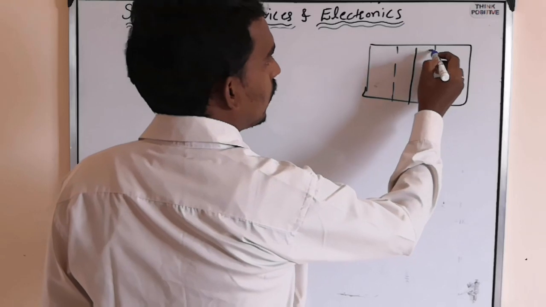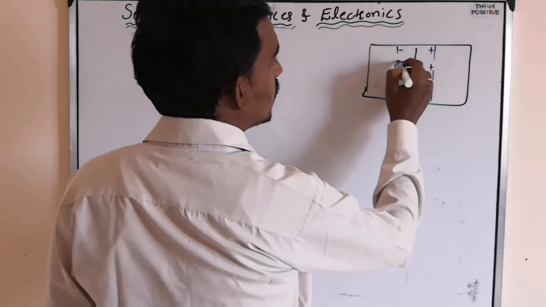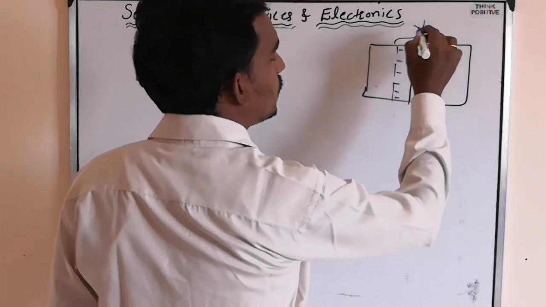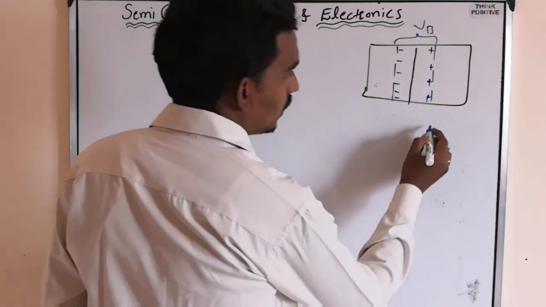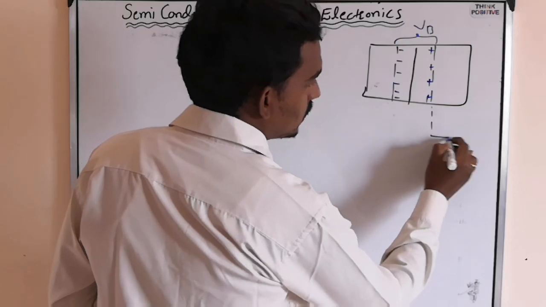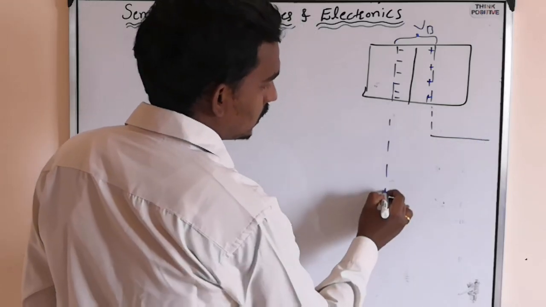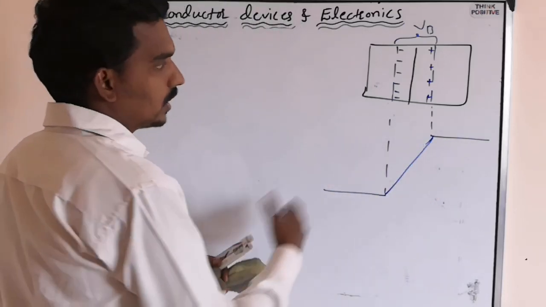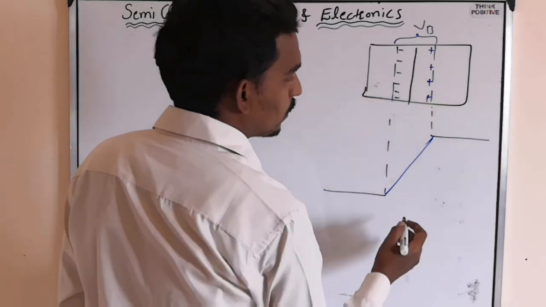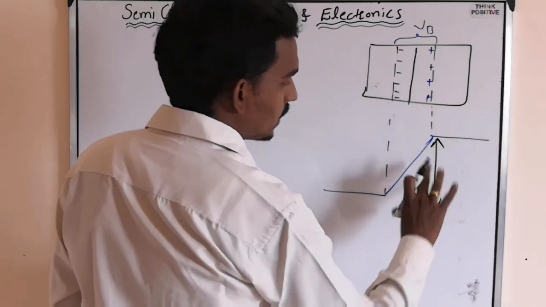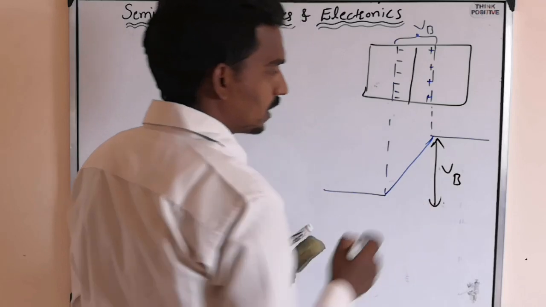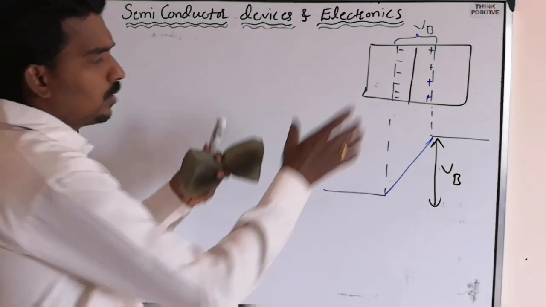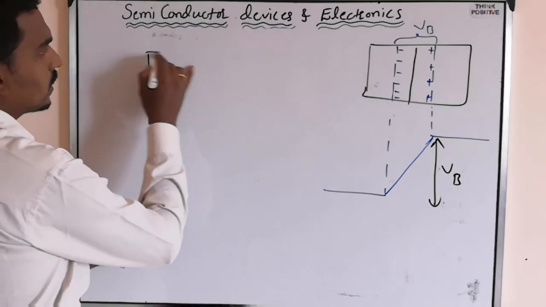Now here all positive ions, here all negative ions, with a potential difference VB, the barrier potential. Actually, this is at high potential and this is at low potential. So this side is negative potential, this side positive potential, and there is a potential difference, a gap, that is VB.